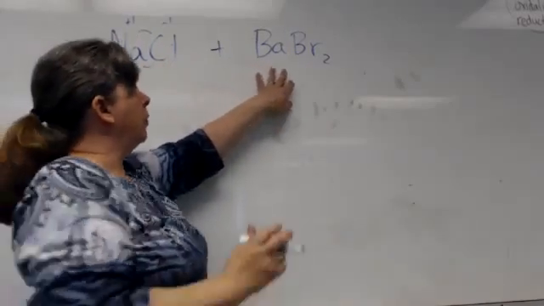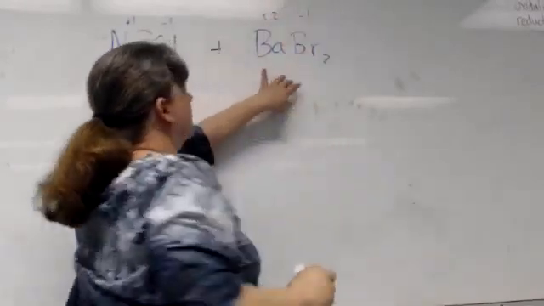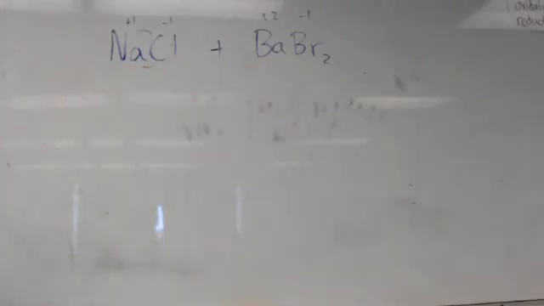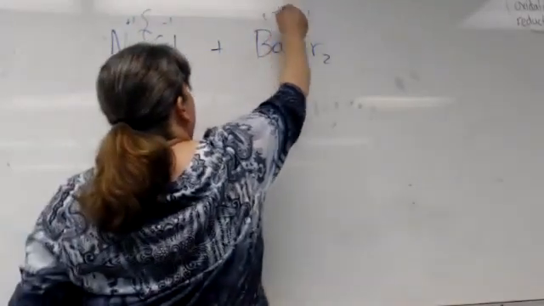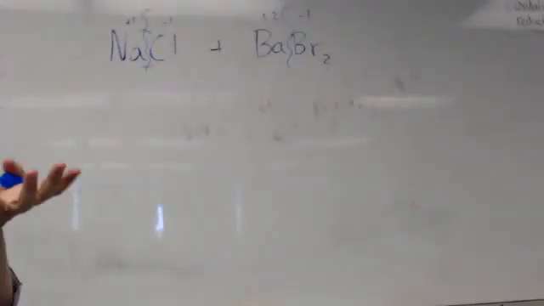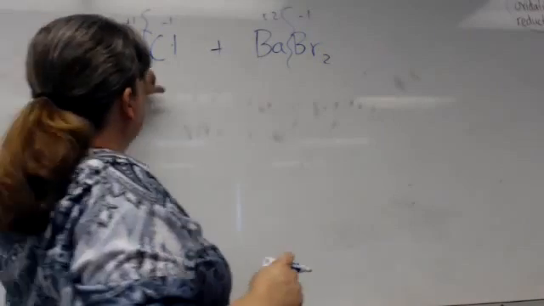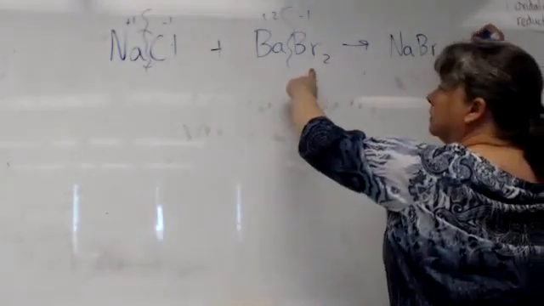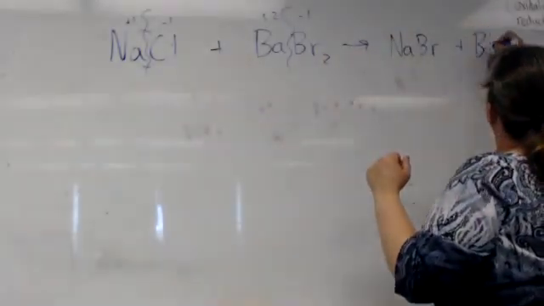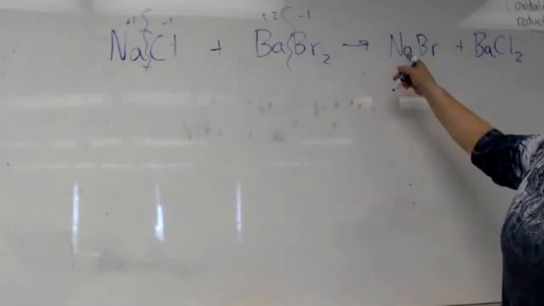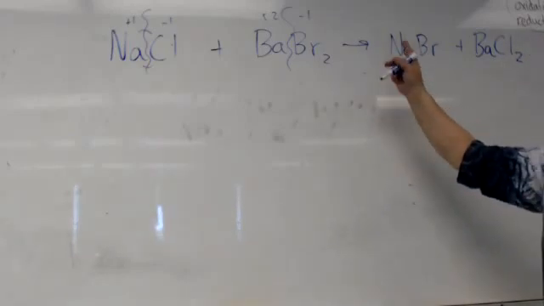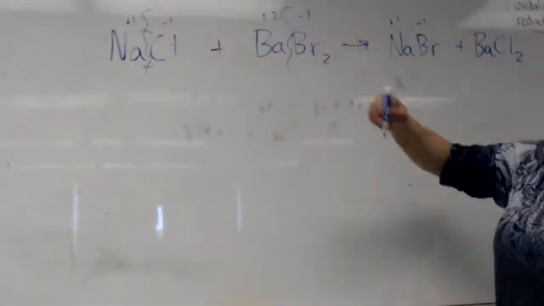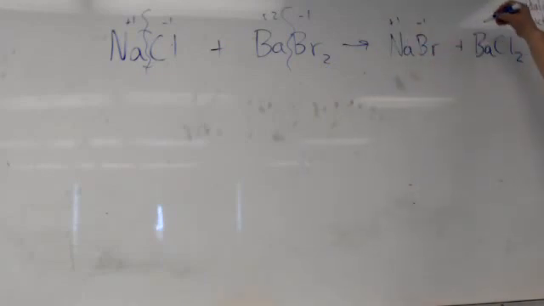So because we started with all compounds, everything was already an ion. So when we reacted them together, the ions basically split up, mixed themselves up, and then reformed new compounds. So sodium joined up with bromine, and barium joined up with chlorine. The charges do not change in the process. So sodium was +1 over here, sodium is +1 over here. Bromine was -1, stays -1. Chlorine was -1, barium was +2.